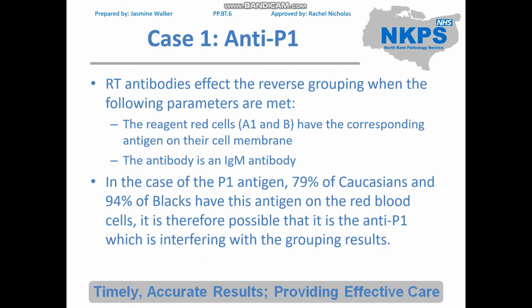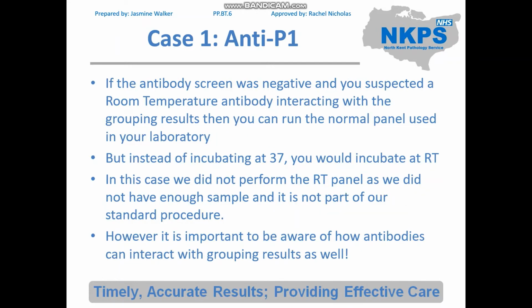In the case of the P1 antigen, 79% of Caucasians and 94% of blacks have this antigen on their red blood cells. It is therefore possible that this is an anti-P1 interfering with the grouping results if the reagents have the antigen for P1, which given those percentages is likely.